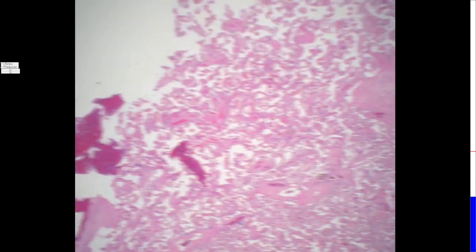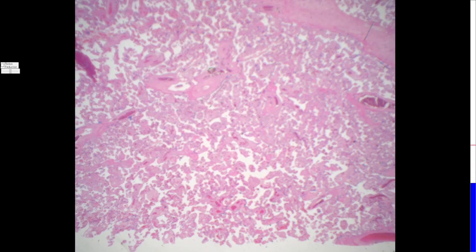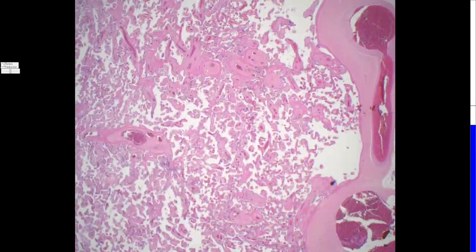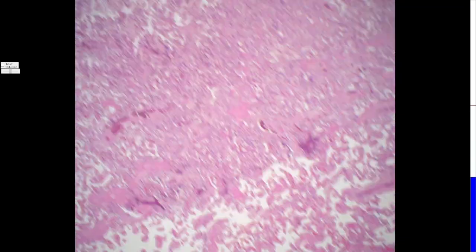This next case is a case of chorioangiosis. So let me find a good area.